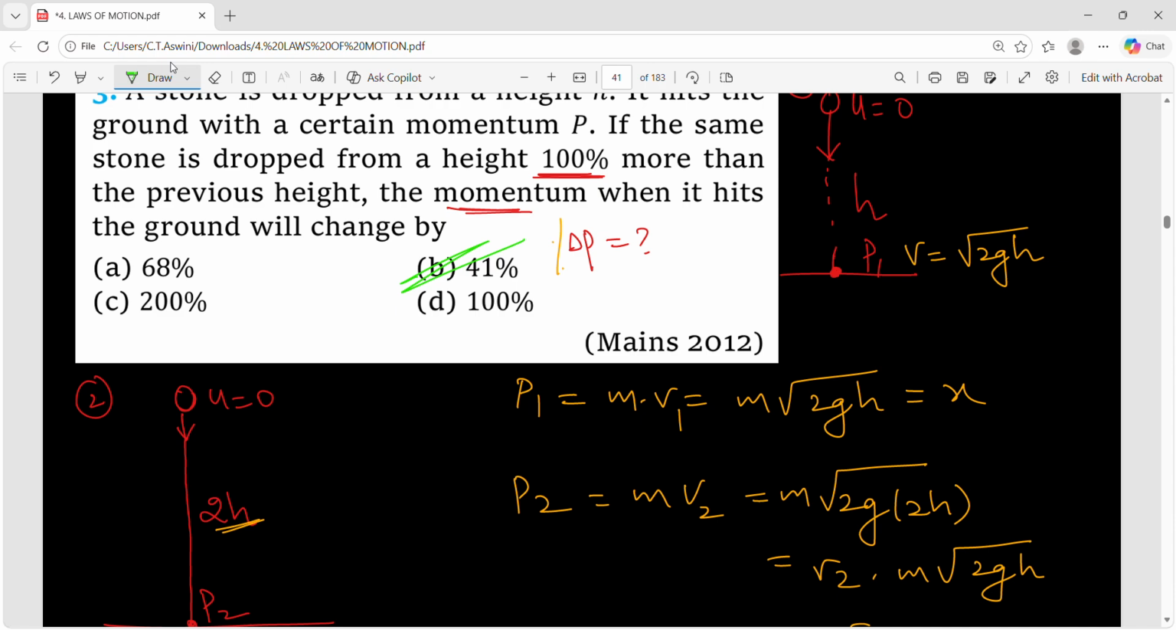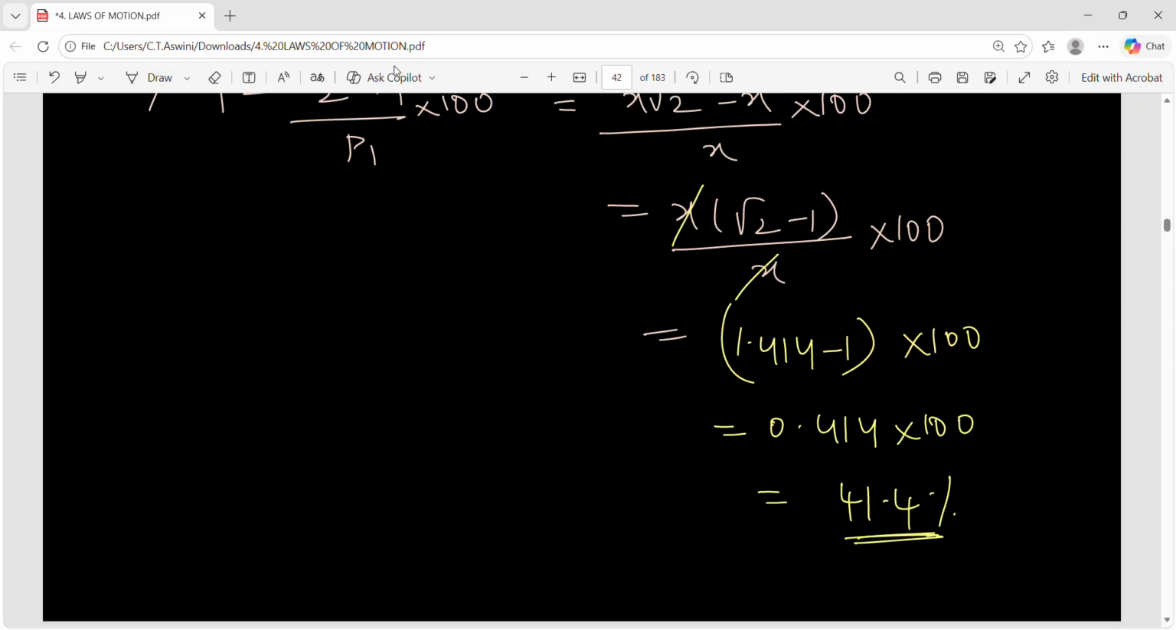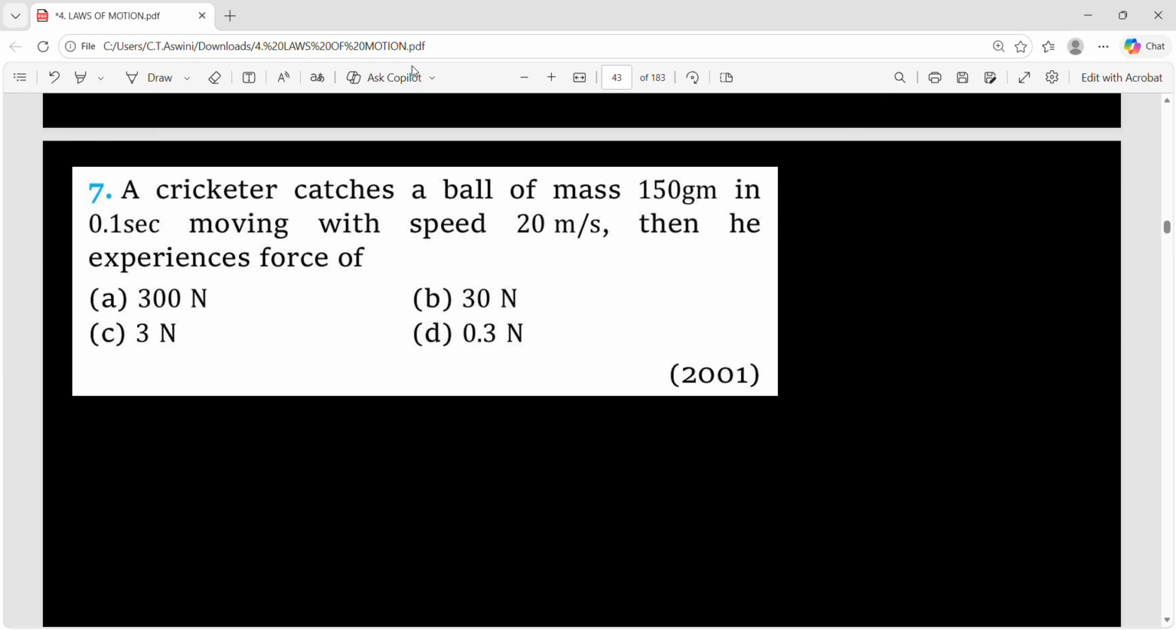Any difficulty? See, all the time you have to be thorough with the previous concepts. Ma'am, why did you take V equals root 2GH here? Because we have studied in 1D, right? Use the formula V square minus U square equals 2AS. You will get final velocity equals root 2GH, the velocity of a body when it touches the ground. Velocity of a freely falling body when it touches the ground is square root 2GH. You have to be thorough with all these, okay? When you are going for the next chapter, you have to be thorough with the previous chapters, okay?